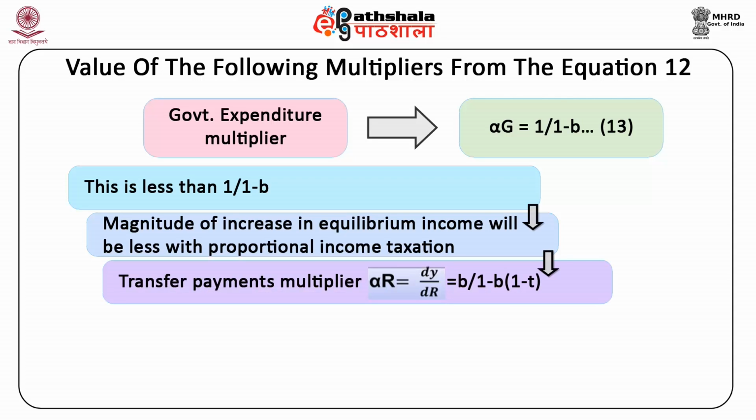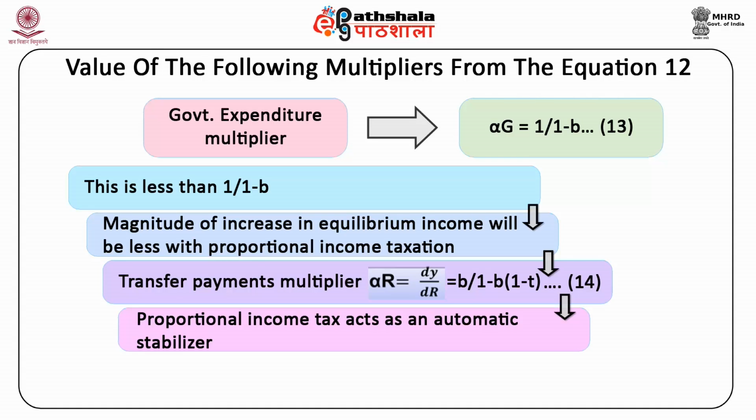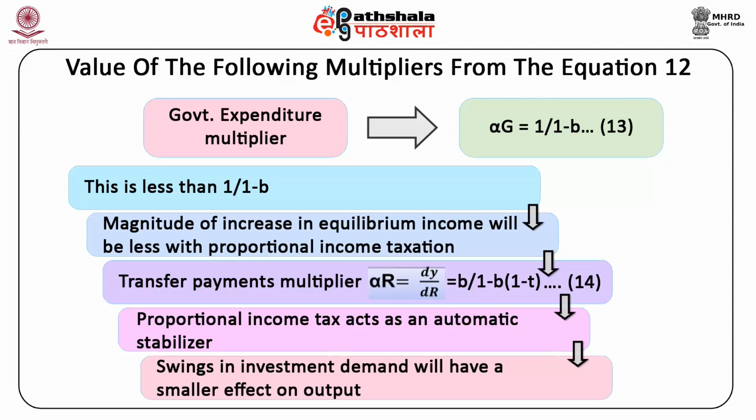Similarly, the transfer payments multiplier is given by alpha R = delta Y by delta R = B by 1 - B(1 - t). This is equation 14. The proportional income tax acts as an automatic stabilizer. An automatic stabilizer is any mechanism in the economy that reduces the amount by which output changes in response to a change in autonomous demand. Swings in investment demand will have a smaller effect on output when automatic stabilizers are in place. Fluctuations in output levels are less.